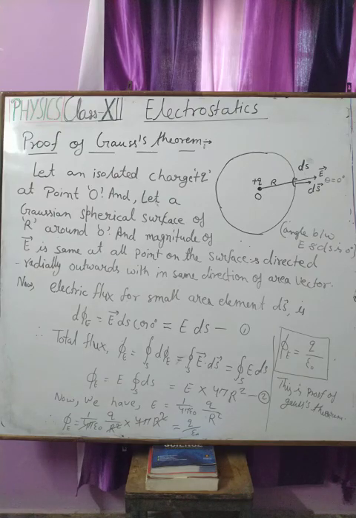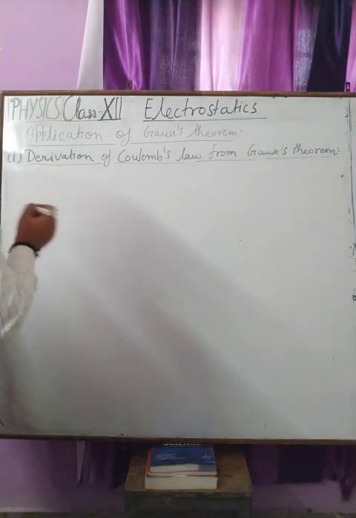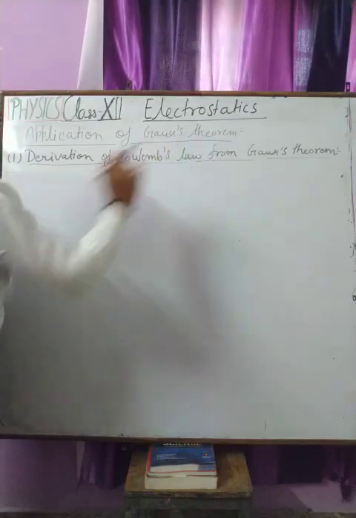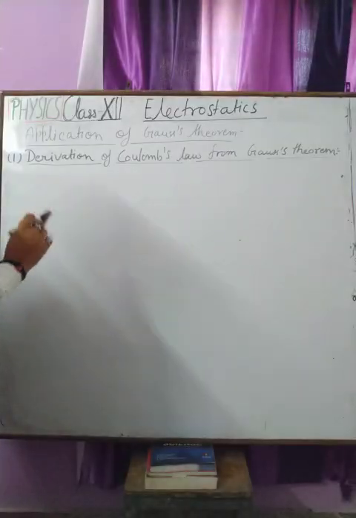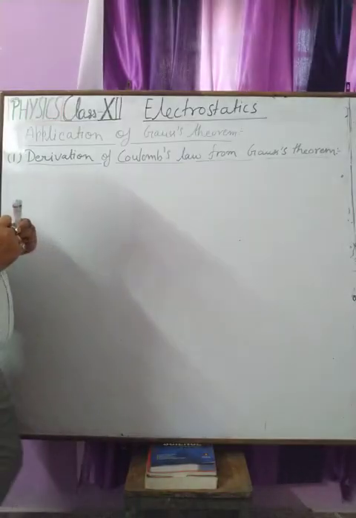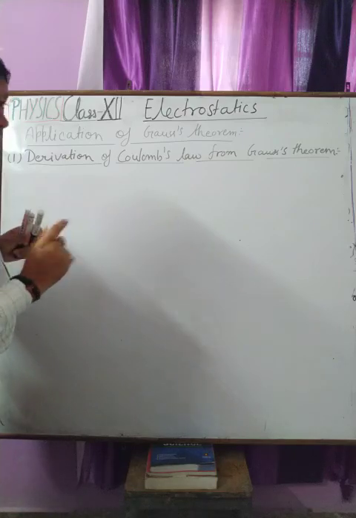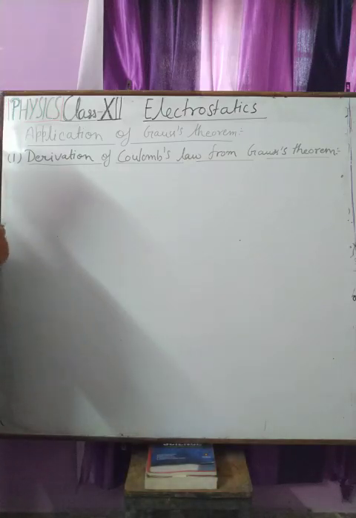Okay, now we are taking some applications of the Gauss theorem. The first application of Gauss theorem is the derivation of Coulomb's law from Gauss theorem. For proving it, we are considering a spherical Gaussian surface around a point charge.